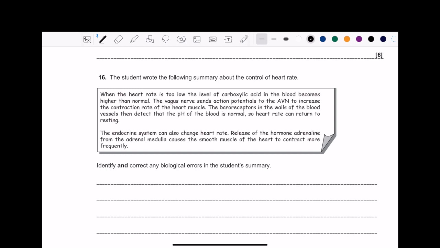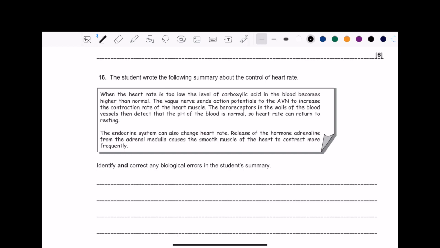So that's one point. It's 4 marks, so 4 points are required. The vagus nerve sends action potentials to the AVN to increase the contraction rate of the heart muscle. It's not the vagus nerve, because the vagus nerve has an opposite effect. It doesn't increase the contraction rate, it decreases it. So as opposed to the vagus nerve, you should say the accelerator nerve.